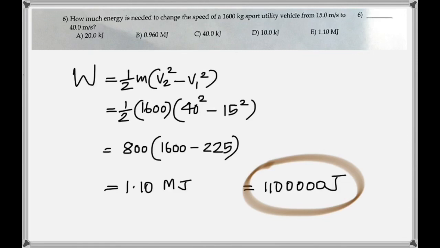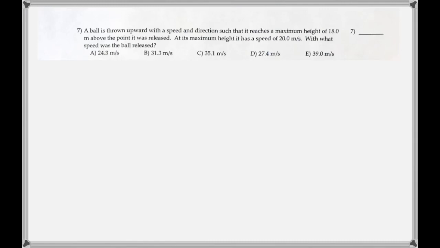So there it is. I've just taken 1/2 mass outside. So that's actually the difference in kinetic energy, and you get big numbers. So that's 1.10 megajoules. Mega is 10 to the power 6 joules. Here is the next question.